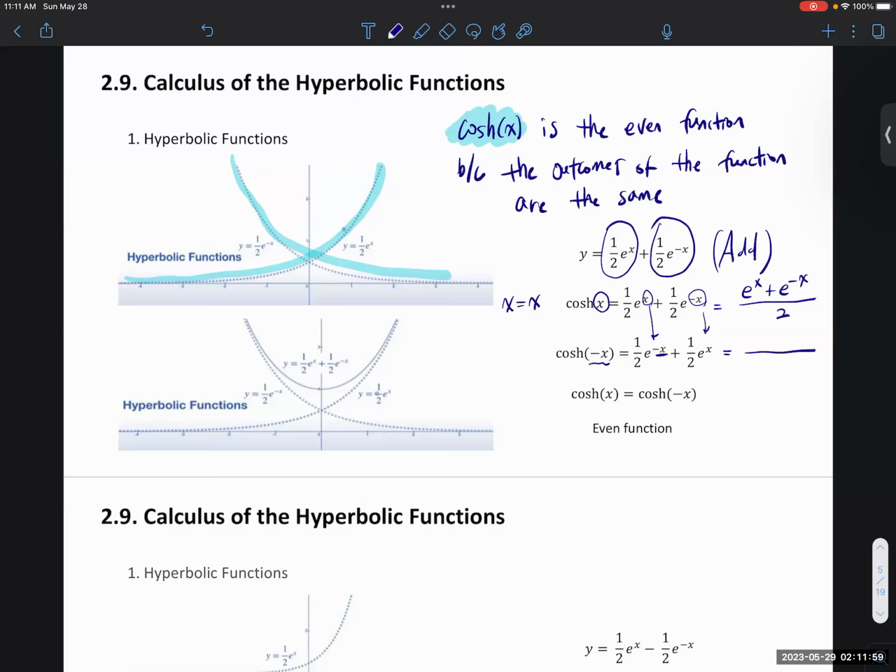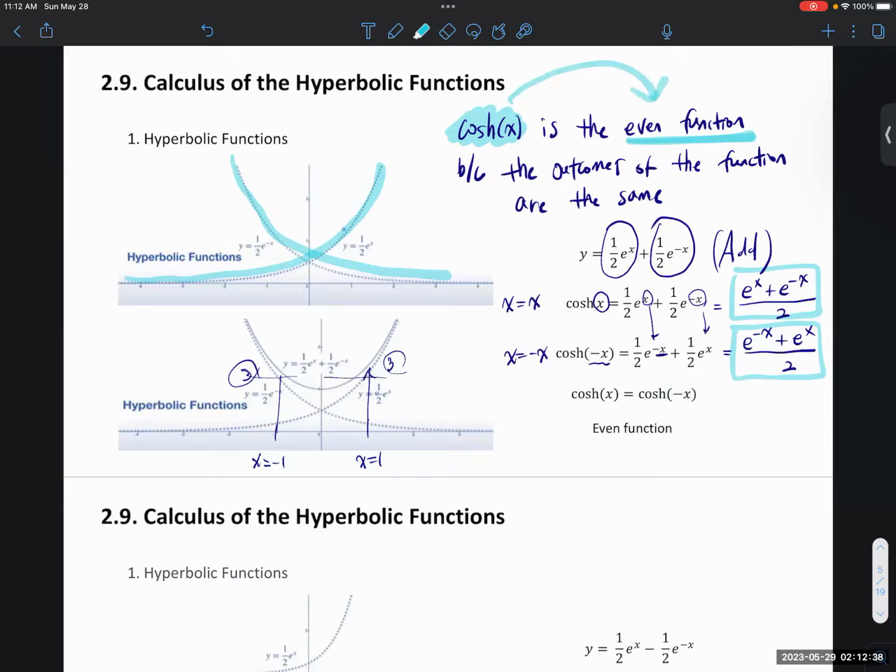So if you're adding them, it's going to be e to the negative x plus e to the x over 2. So what I'm trying to convince you is, if you have a different sign of the input, these two are actually the same. I just changed the order. So even function means that if you're plugging in x equal to 1, let's say the outcome is a 3. If you're plugging in x equal to negative 1, the outcome is also a positive 3. So they're the same outcome. That's a characteristic of the even function. So that's what the cosh function is following. The cosh function is an even function. Whether you're plugging in x or negative x, the outcomes are the same.